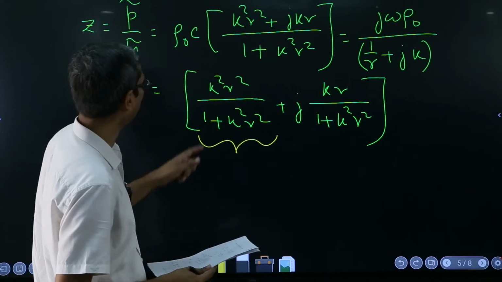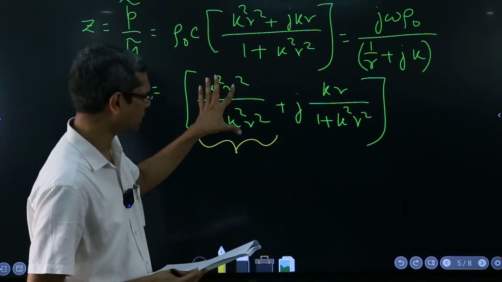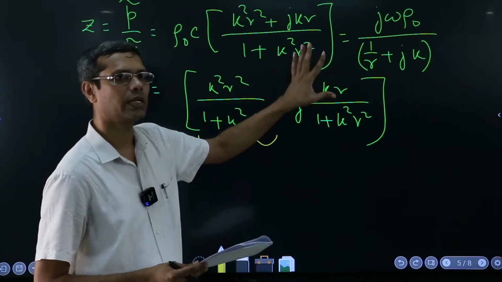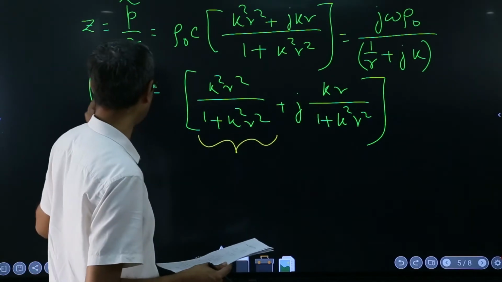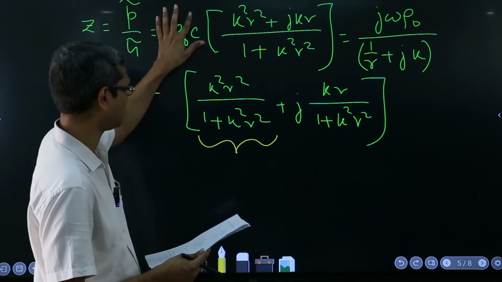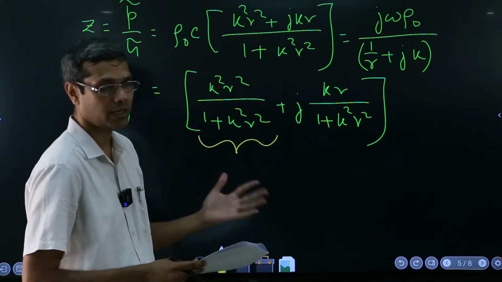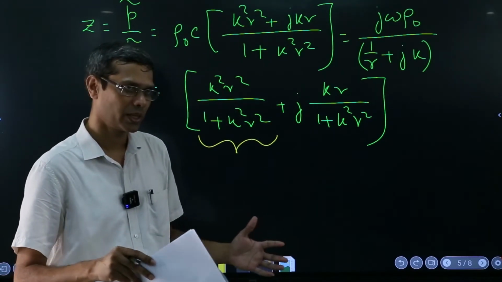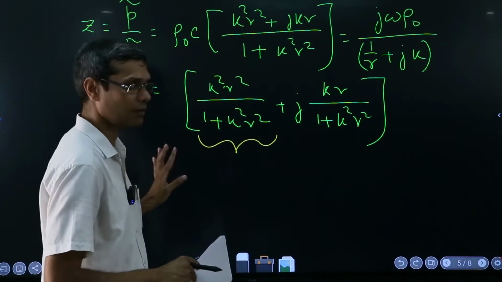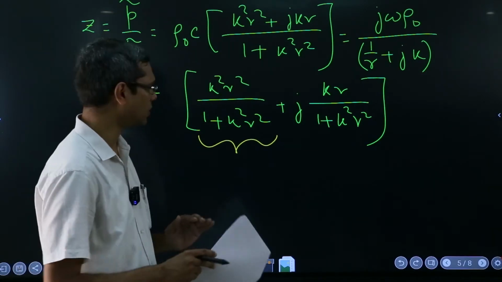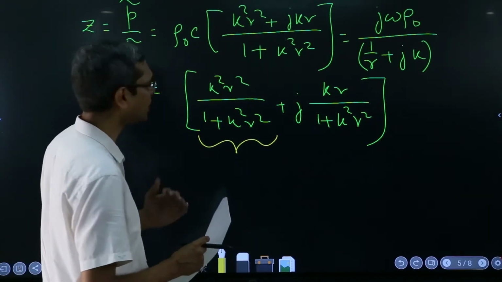So you can call them specific acoustic resistance and specific acoustic reactance. Earlier, it was only the resistive part; there was no reactive part. Earlier, when I say that, it was for the plane wave, and this is for the spherical wave. So you are able to see the difference in spherical waves.